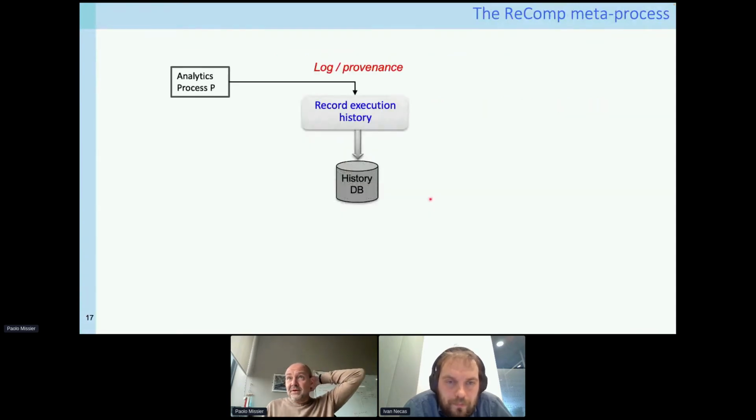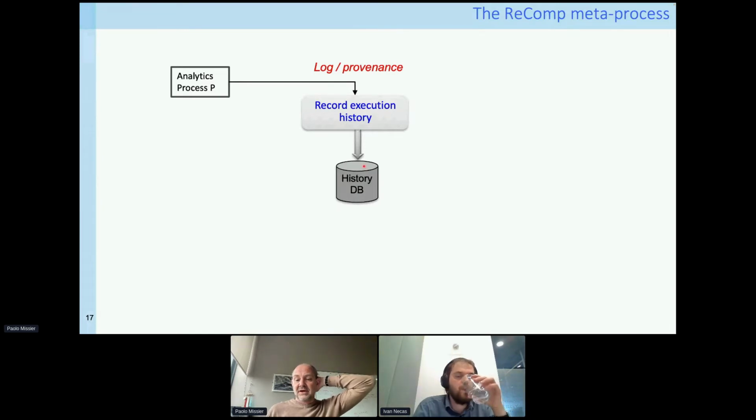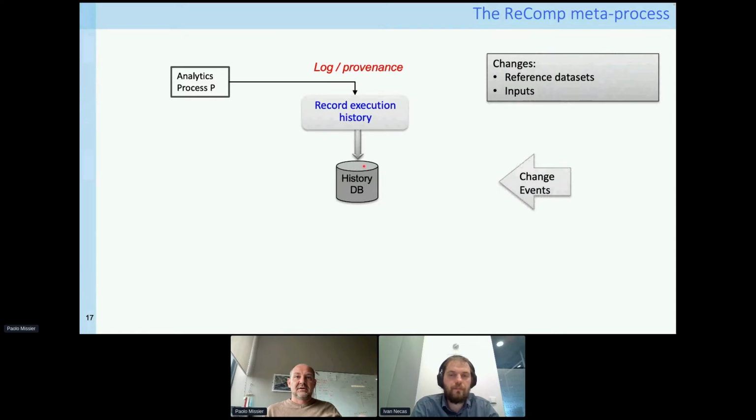So the ReComp is effectively a meta process, which means there's an analytic underlying process P, and we look at that process and execution. We have a logging element, which is normal, and logs into a history DB. But the history DB is not just a system log; it's a provenance store. Okay, I'll get to one slide about provenance here.